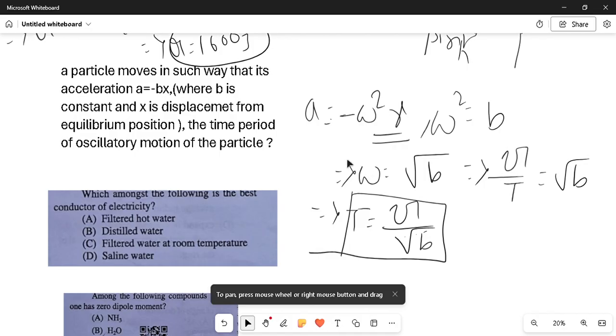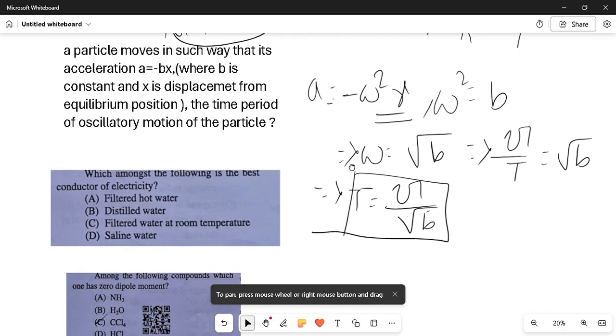So the acceleration is minus bx, b is the constant and x is the displacement from the equilibrium position. We have to find the time period. This time period is T equal to 2 pi by root b. This is a simple question, we just have to match this acceleration to simple harmonic motion. For simple harmonic motion a is equal to minus omega square x, here omega square is equal to b. From this equation we calculate the time period. This is oscillatory motion and this acceleration is like simple harmonic motion, so I just matched these two equations.